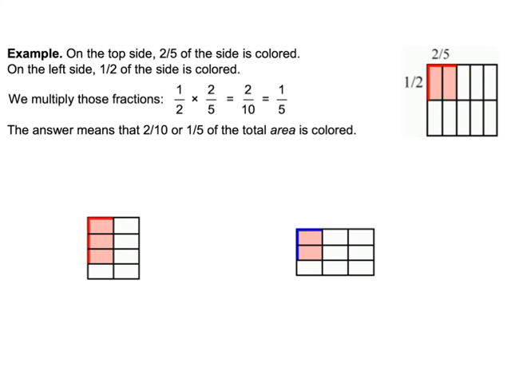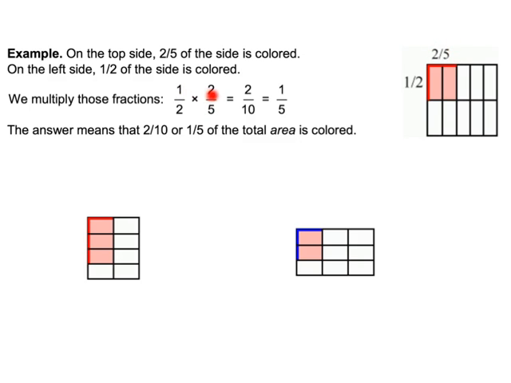In our first example, on the top side, I'm looking at 1, 2, 3, 4, 5 pieces going across, and I'm talking about 2 out of the 5, so I write that as 2/5. And then going down, I've divided it into 2 pieces, and I've shaded in one of them, so I have 1 out of the 2. And remember, our algorithm says length times width. So we're going to multiply the 1/2, right here, times the 2/5.